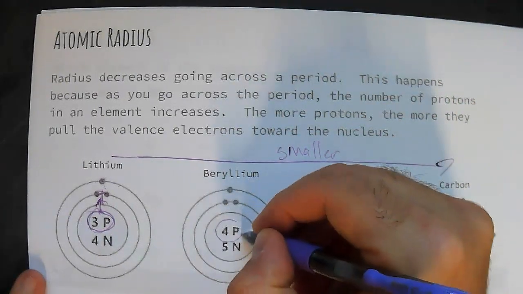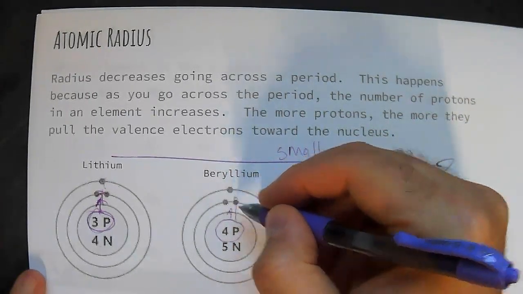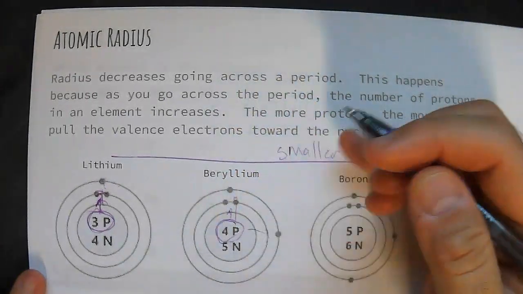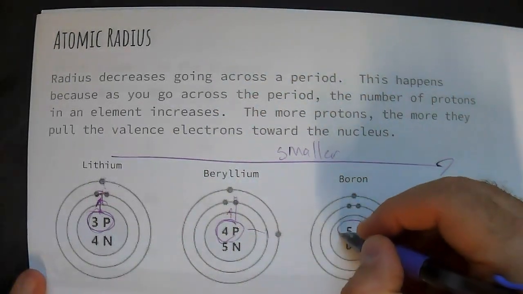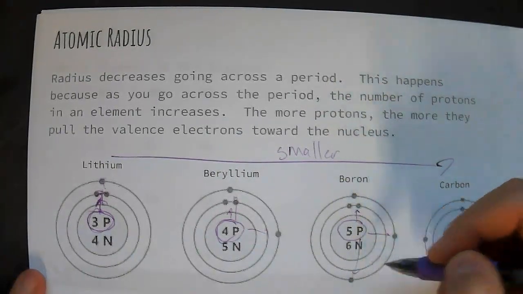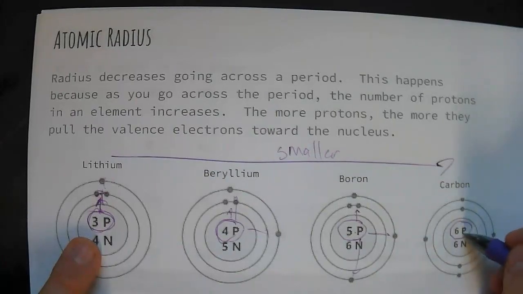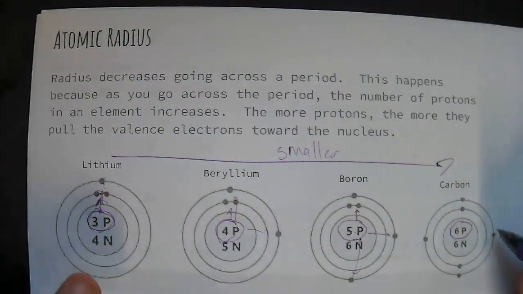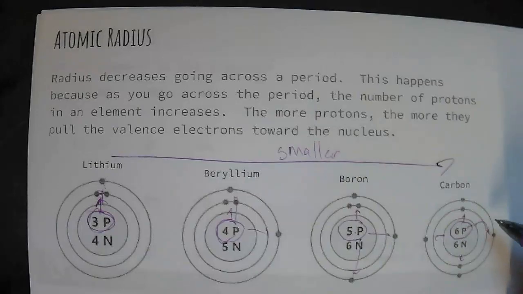Now, beryllium has 4 protons, 1 more proton. So now these electrons are going to feel a bigger magnet pulling them slightly more close to the nucleus. Boron has 5 protons, so they're going to feel even more of a pull, a bigger magnet. Now by the time we get to carbon, we have twice as many protons as where we started, and so now we have an even bigger magnet to pull these electrons in, even closer to the nucleus.